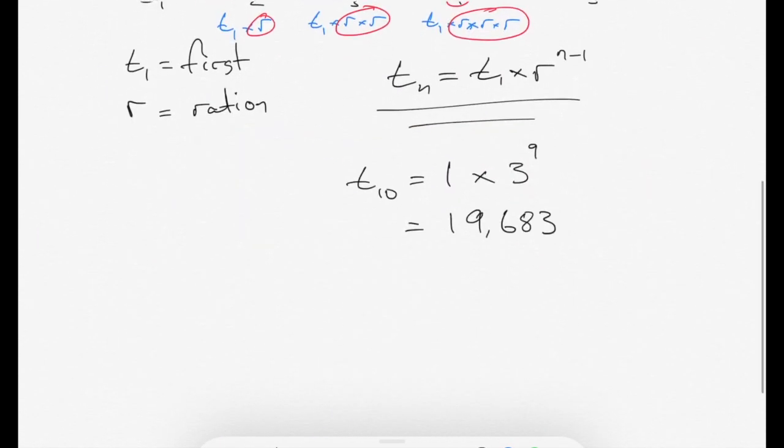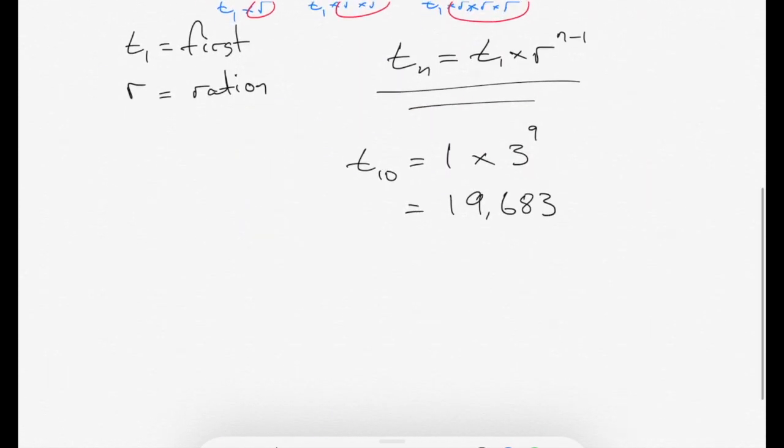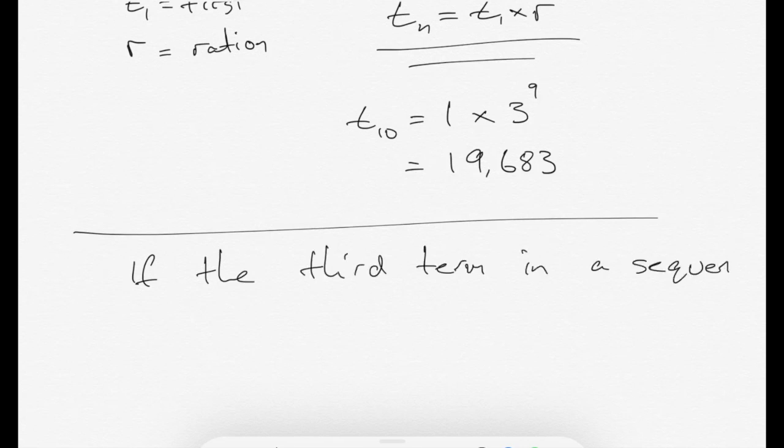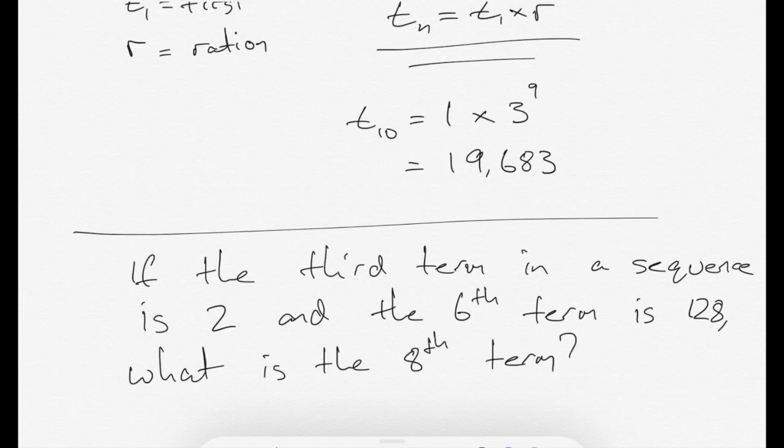A lot of the same skills that we did with arithmetic progressions we can do with geometric progressions, and they should be fairly similar aside from the formula that we're using being slightly different. To give you an example of that, let's have a look at this question. If the third term in a sequence is 2 and the sixth term is 128, what is the eighth term?